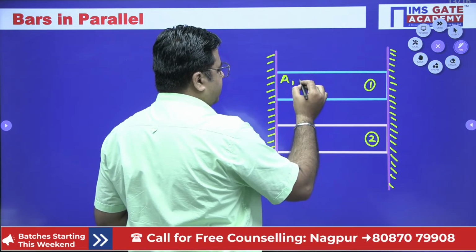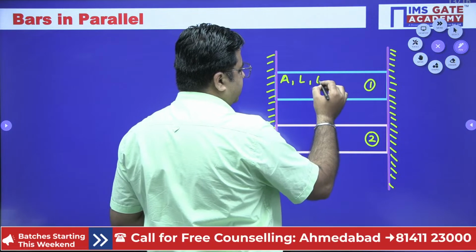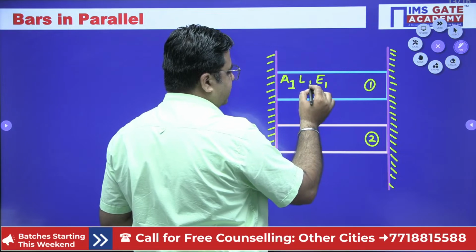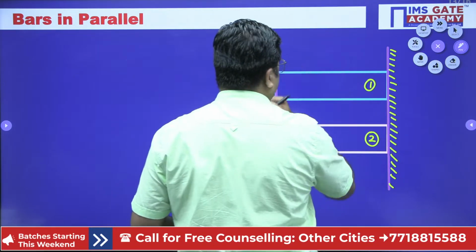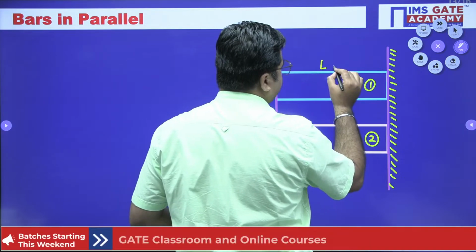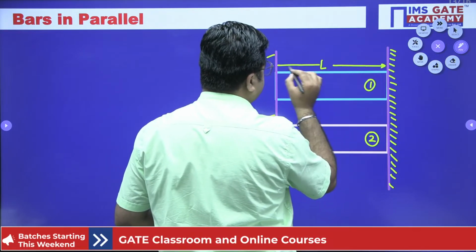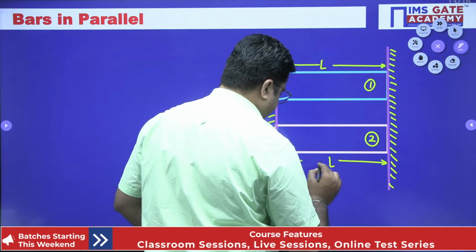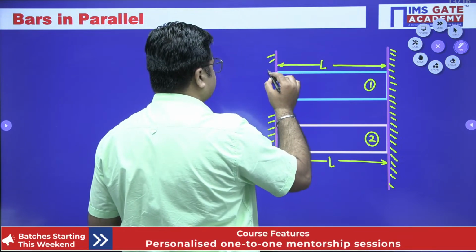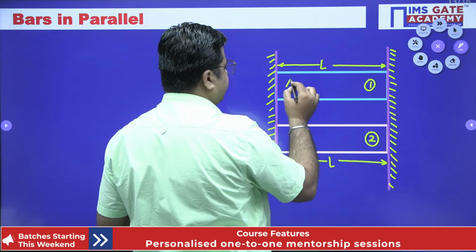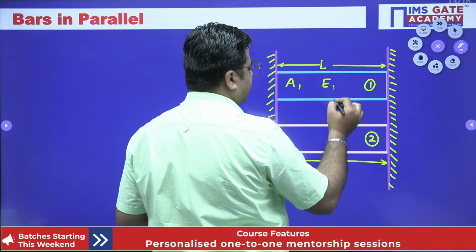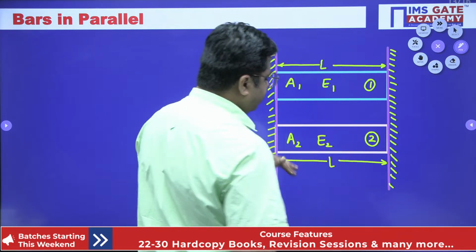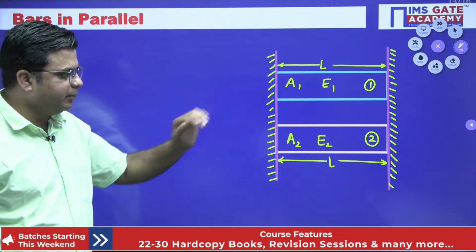Area is A1, length is L, and Young's modulus is E1. I'll write this: the length of the member is L. For both the members, length is L. Area is A1 and Young's modulus is E1. Similarly, area is A2 and Young's modulus is E2. Length for both the members is the same because they are connected in parallel.